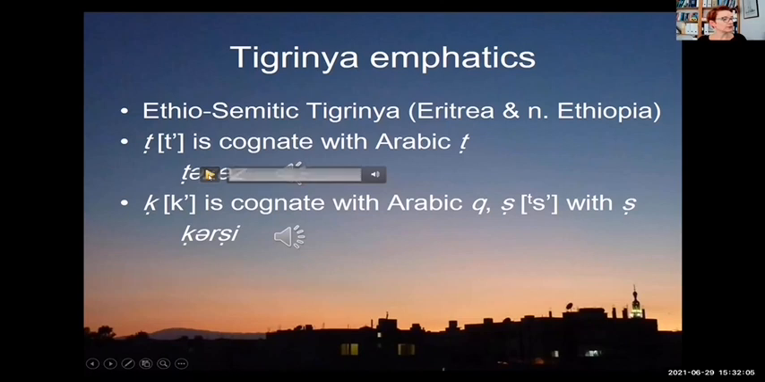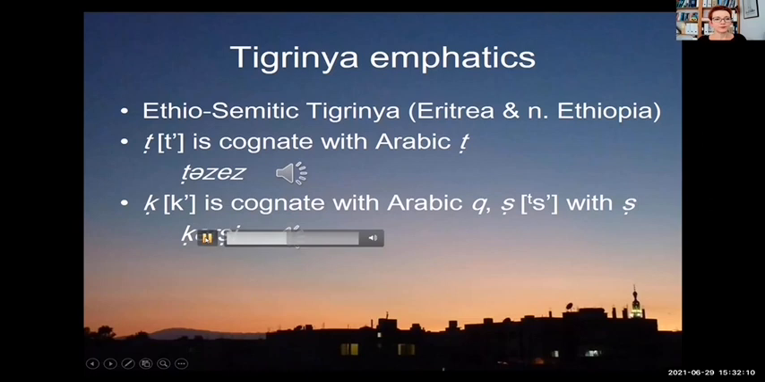Tazaz, tazaz, tazaz. Curtsy, curtsy, curtsy.